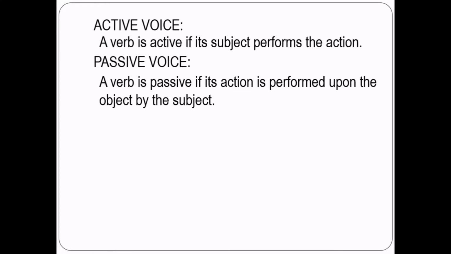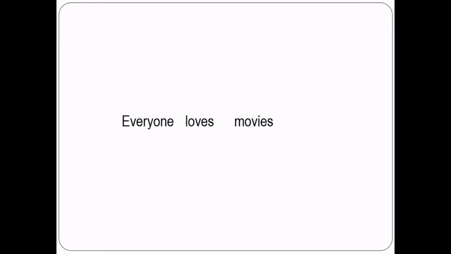So it really is a question of emphasis. In the active voice, you are emphasizing the subject performing the action, but in the passive voice, you are emphasizing the action being performed upon the object. It's really a distinction of subjecthood and objecthood. In the active voice, subjecthood is more important, and in the passive voice, objecthood is more important. I'm sure you might be sufficiently confused by now, so we're going to look at some examples. For example, everyone loves movies. This is clearly in the active voice. There's your verb, loves.